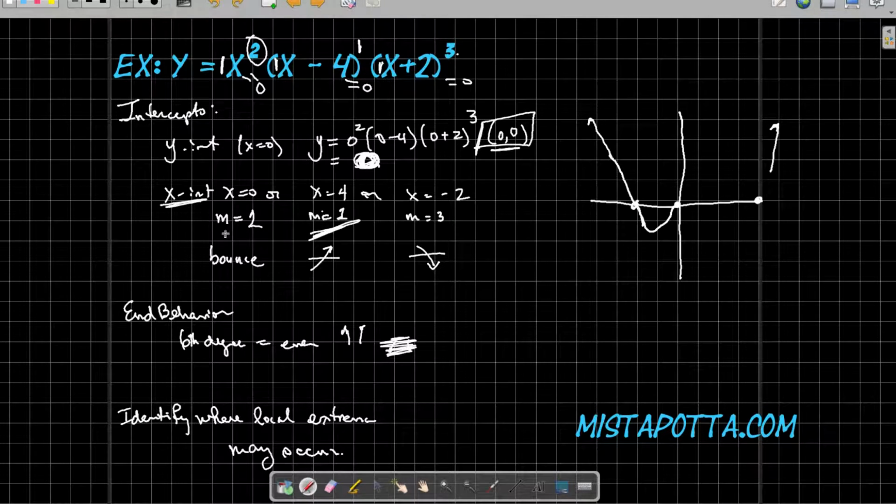Now at 0, my multiplicity is 2. That's a bounce, which means I actually have a local maximum at x equals 0. But somehow between 0 and 4, I have to get back to the axis. So somewhere between 0 and 4, I have to have another relative minimum. And then this is an odd multiplicity, so I have to pass through here.